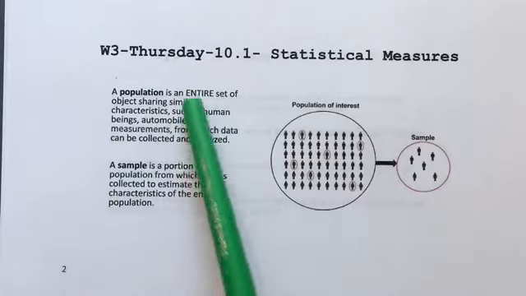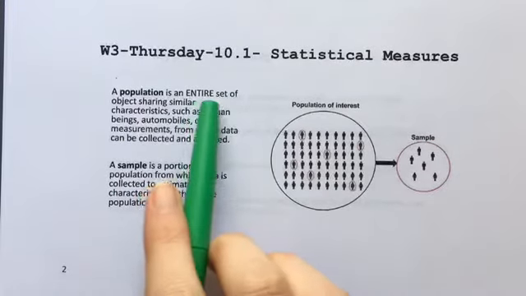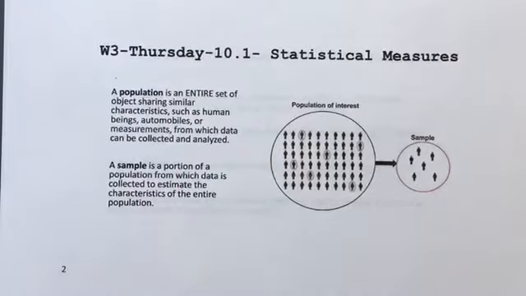All right, so a population, really key word here, is entire. Okay, so we would say all the citizens in the United States of America, that's an entire population. All of the students at Rapid City Christian, that is an entire population. All of the citizens in South Dakota, that is an entire population. All of the people in Pennington County, that is an entire population.